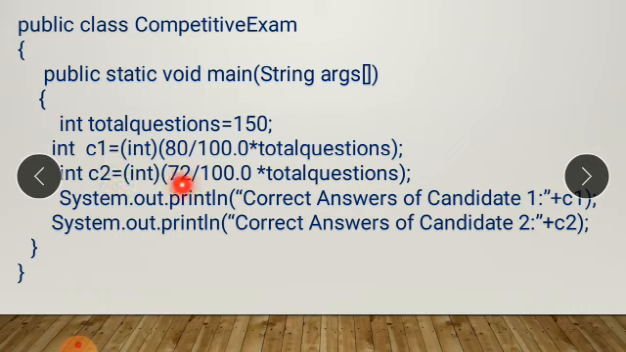He got 72 percentage correct. 72 divided by 100 into total number of questions. Then we are printing C1 and C2. System.out.println correct answers of candidate 1 is C1. System.out.println correct answers for candidate 2 is C2. This will print the number of questions they answered correctly.